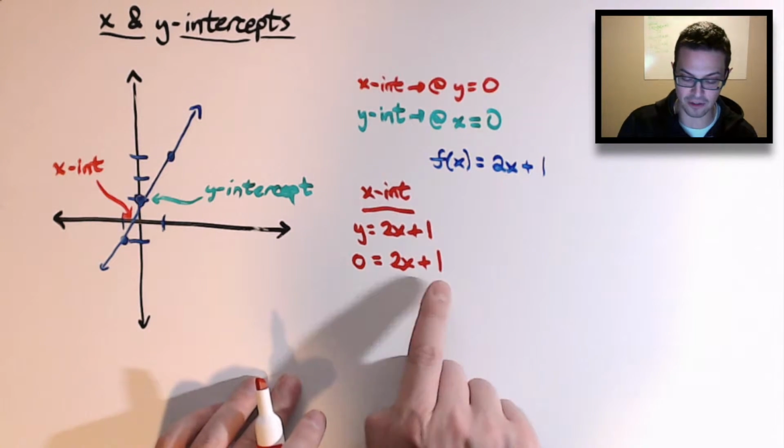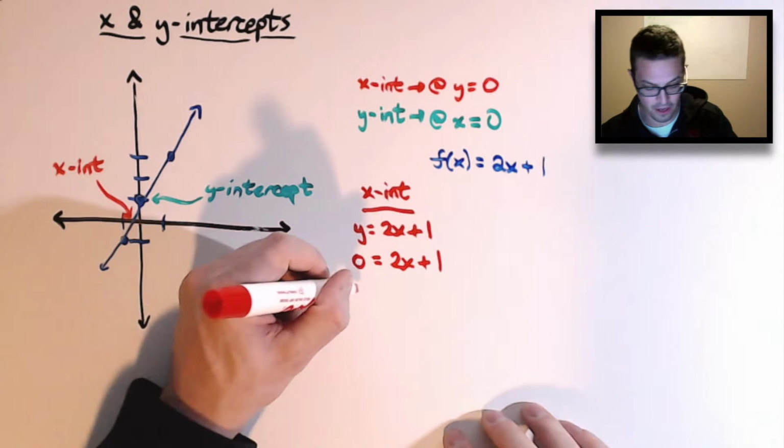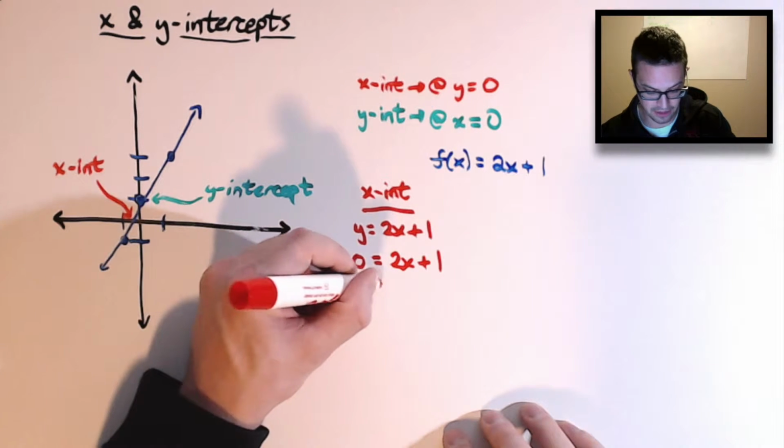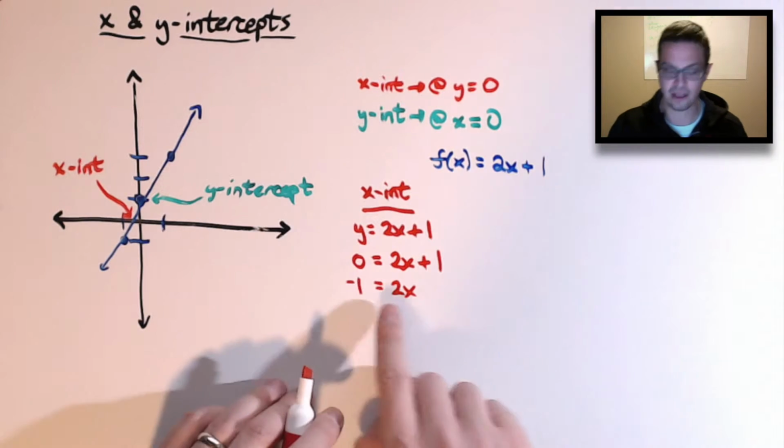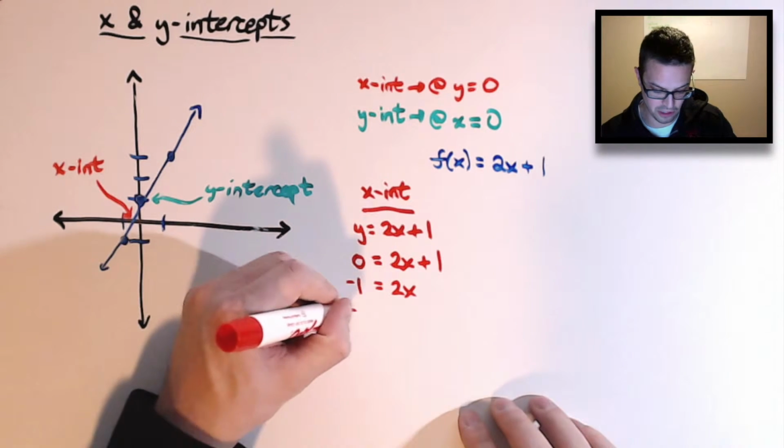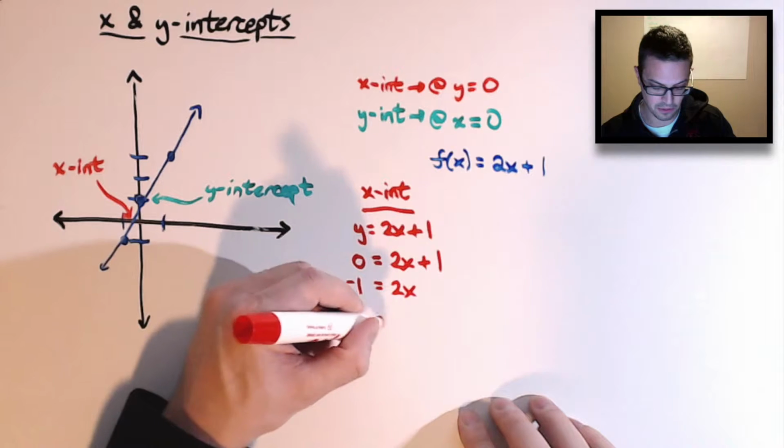Okay, now I want to solve for x, so I'm going to get rid of this 1 here. I'm going to subtract 1 from both sides. So that 1's going to cancel, and you have -1 is equal to 2x. Okay, then from here I'm going to divide both sides by 2, so you'll have -1/2 is equal to x.